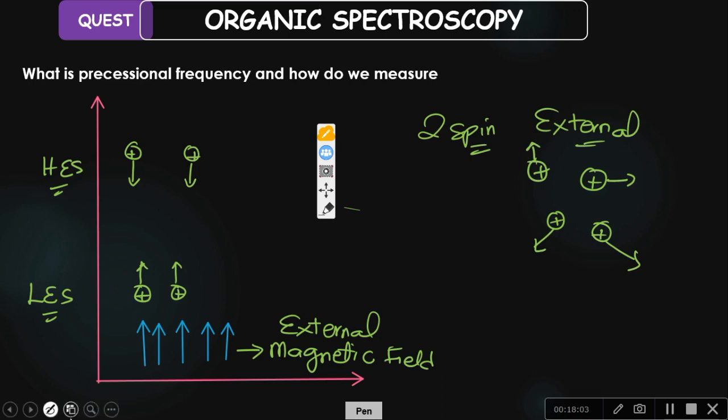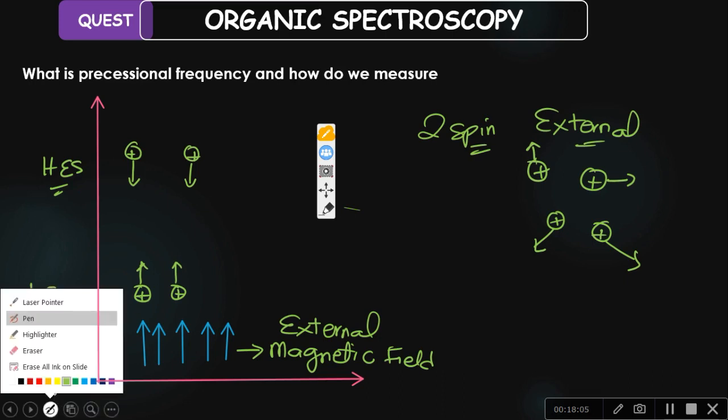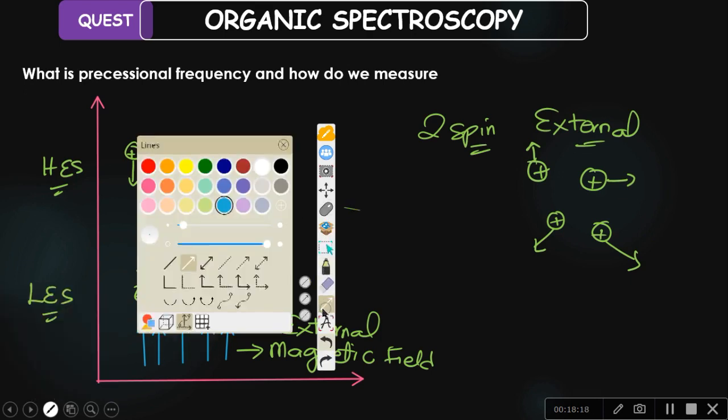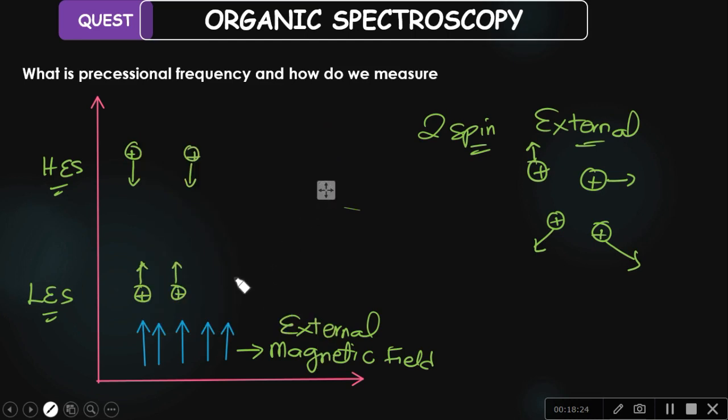Is that okay? It looks like something like this. So when the external magnetic field is exerted, it looks like what? A spinning top. In a situation where the spinning is in the same direction as the magnetic field, you call it a low energy spin, right?